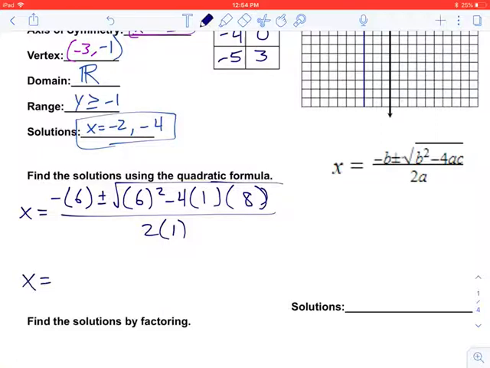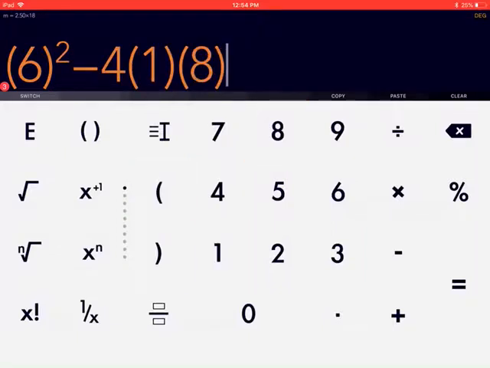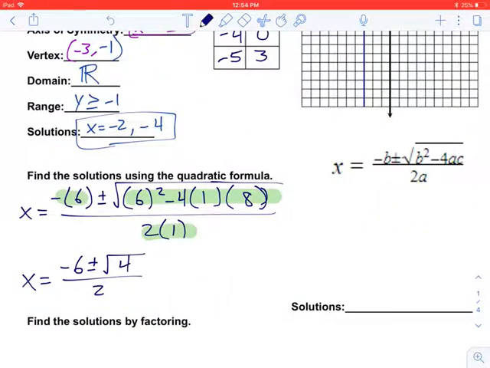And so once again, I'm going to take these three parts separately. So the first one is just negative 6. The bottom part is just 2. And then this I'm going to put in my calculator. So parentheses 6 squared minus 4 times a, which is 1, c, which is 8. And I end up with 4. So square root of 4 there. So if you take the square root of 4 either in your calculator or in your head, you end up with 2. So it's negative 6 plus or minus 2 divided by 2.